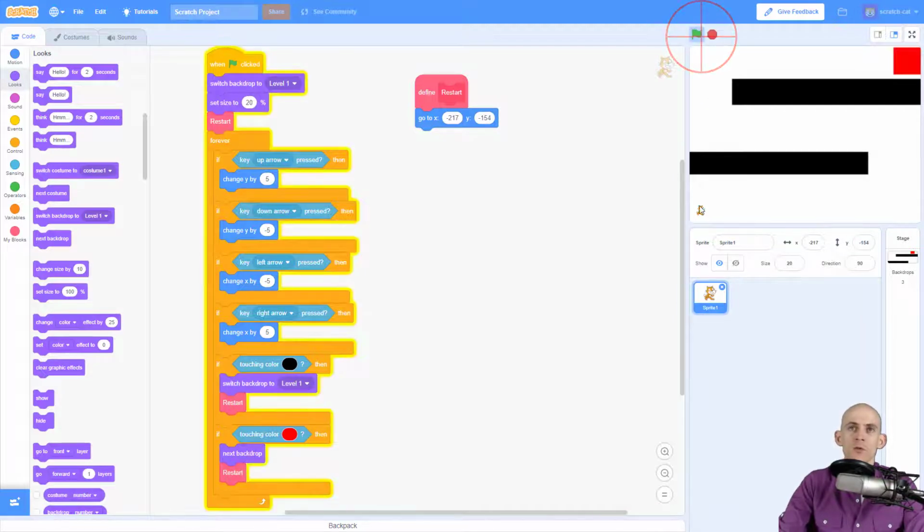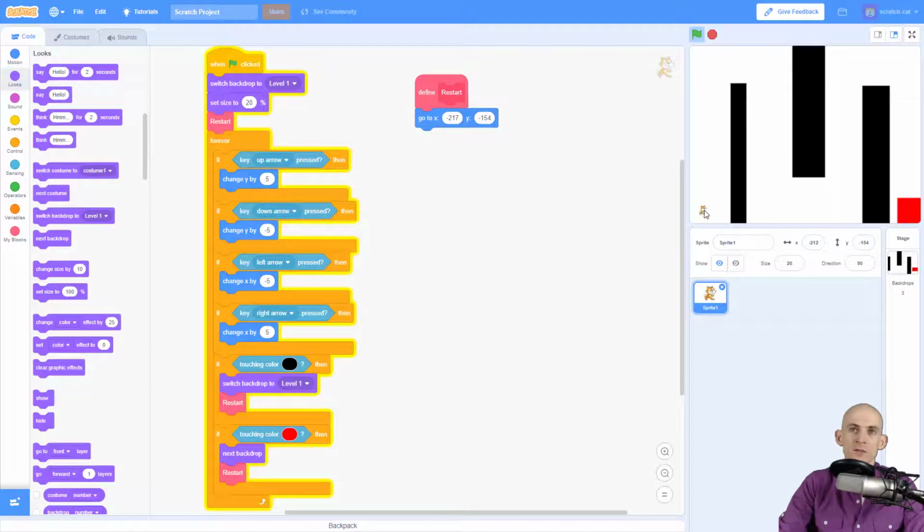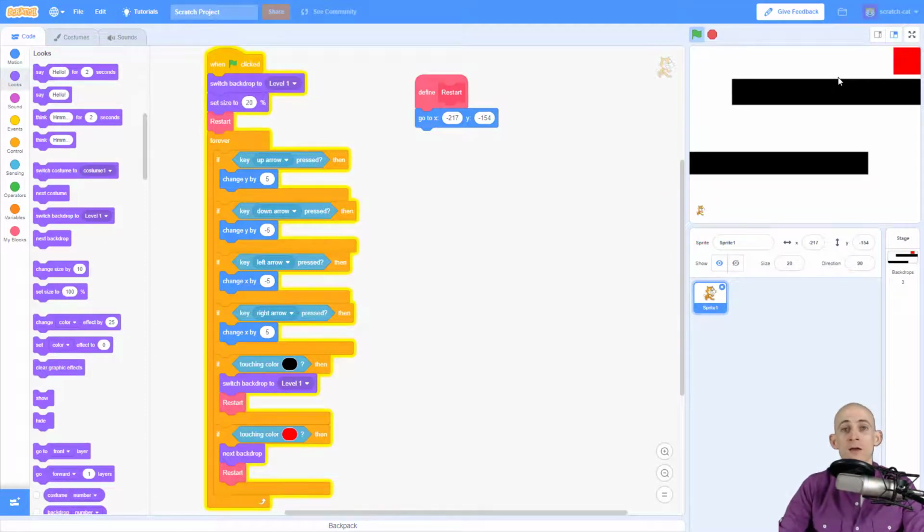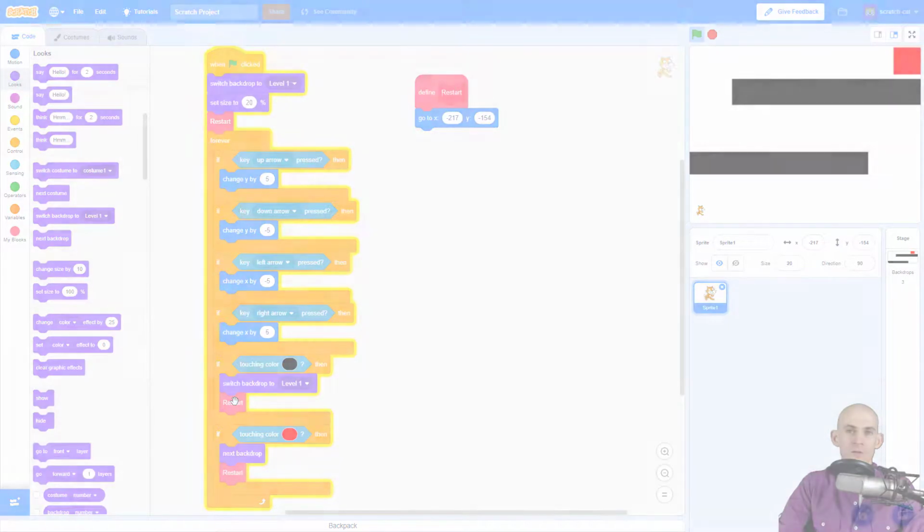So we might be playing through our game and we get onto the second level and we're like, yeah, we're doing really good, getting to the last level, doing awesome, and then you touch the wall and now you have to restart all over again from the very beginning. So if you want to make an extra hard challenge for the people who are playing your maze, just add in a switch backdrop to your very first level if you touch the wall, and then restart.